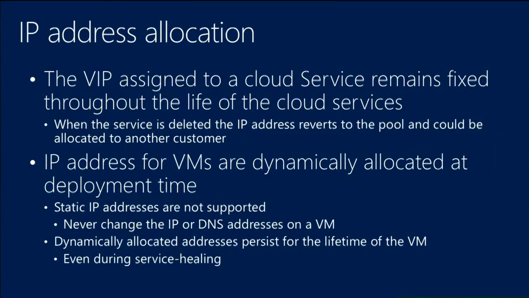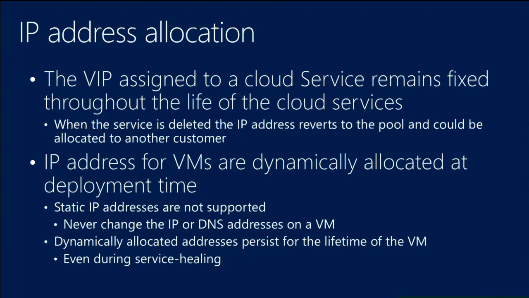The address allocation is a little bit tricky, and it's like DHCP, right? It's dynamically allocated, but it exists for the lifetime of the service. So what we've got is a VIP assigned to the cloud service. So this is our public IP, right? And there's a URL for it. As long as that cloud service exists, that will remain, right? If you delete the cloud service, that address could be allocated to someone else, right?